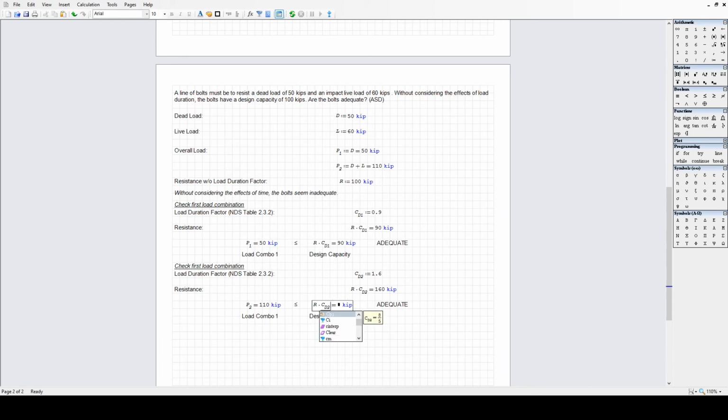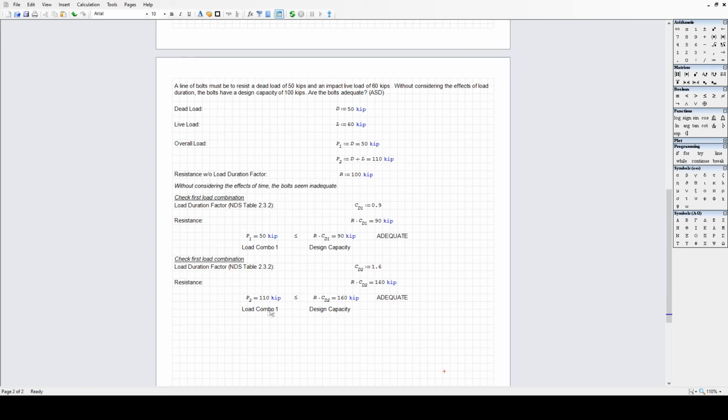And then just putting in the applicable values here, we see that load combo 2 is less than or equal to the design capacity. Actually, I should say probably here for load combo 2, design capacity for load combo 1. So you can see here that when you start taking into account the effects of time, figuring out which load combination is critical can actually be a bit tricky. It seems at first that this connection is inadequate, based on the high value of this live load.